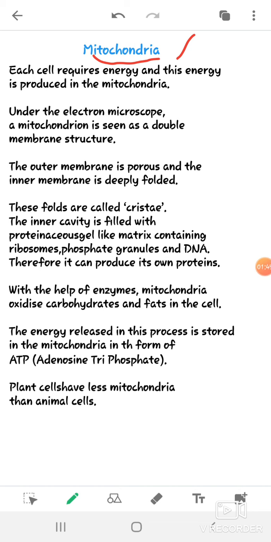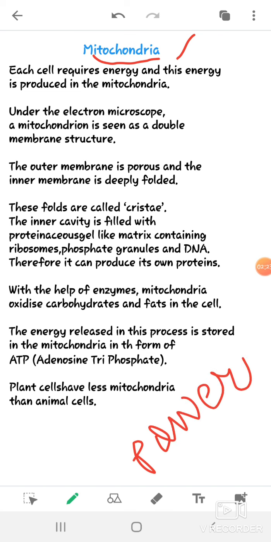Okay, so under the electron microscope, a mitochondria is seen, and it is a double membrane structure. Like that, some organelles which are present inside the cell are double membranous, some are single membranous. यानी किसी में double membrane होती है, किसी में single membrane होती है. So mitochondria is one of the organelles which is covered with a double membrane. A mitochondria is a double membrane structure, which is also called the powerhouse of the cell.